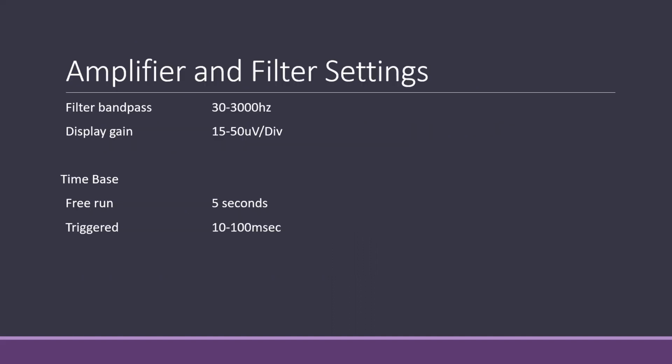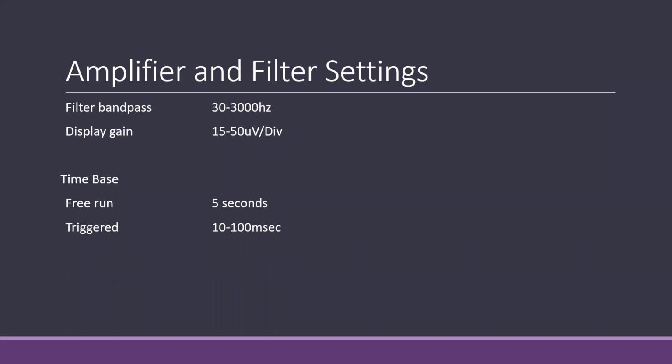Amplifier and filter settings can be seen here. Filter bandpass is usually between 30 and 30,000 or 30 and 3K hertz. Display gain 15 to 50 microvolts per division. And the time base can depend on what you are actually monitoring and why you're monitoring it.